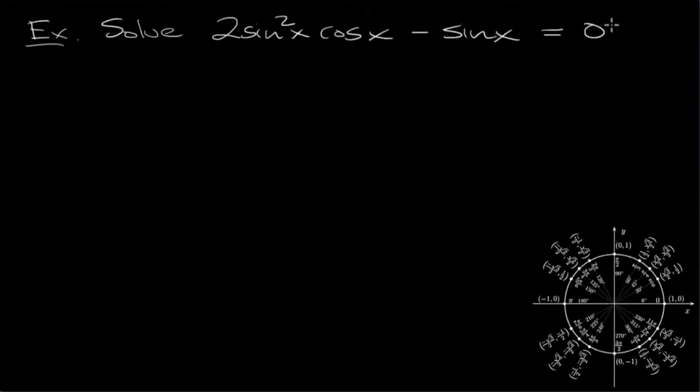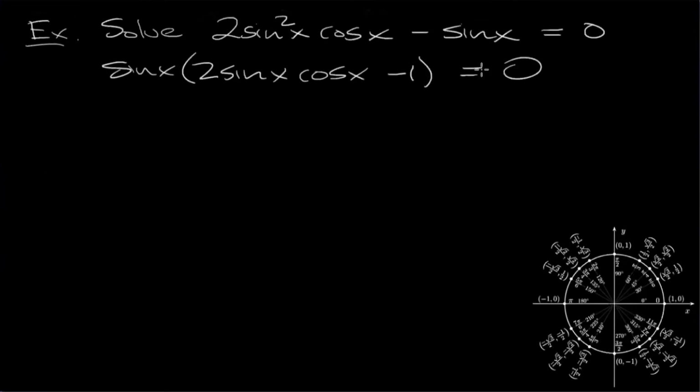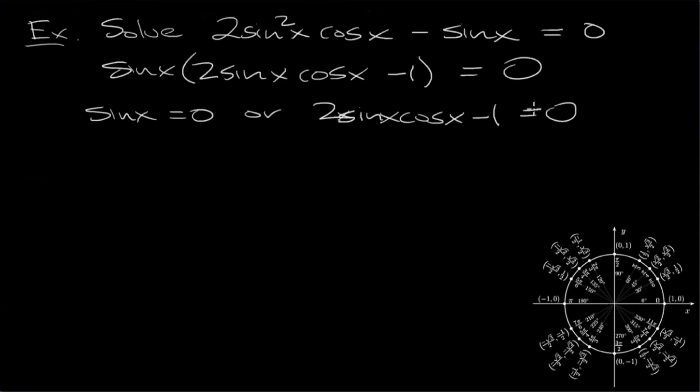There is a strategy we used last time that we can also use this time. If we factor this one, what's common? Sine of x. Okay, and so if I take it out, there will only be one of them left here. And then here we'd have -1. Now it's factored, and I can do the same trick that I did before. Sine of x can equal 0, or 2 sine of x cosine of x -1 is equal to 0.